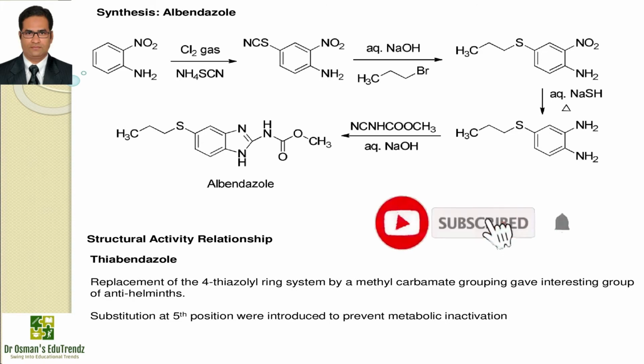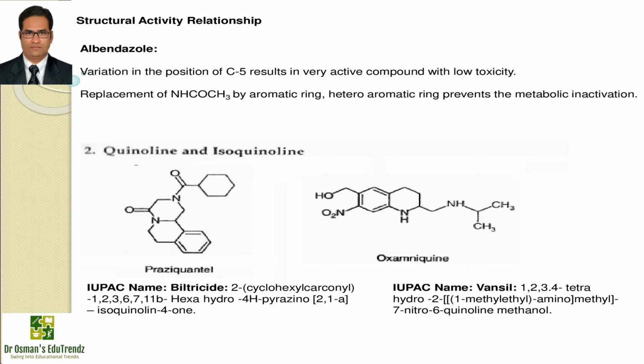If we just talk about the structure activity relationship of thiabendazole, replacement of the 4-thiazolyl ring system by a methyl carbamate grouping gave interesting groups of antihelminthics. Substitution at the 5th position was introduced to prevent metabolic inactivation. Now for the structure activity relationship of albendazole, variation in position of C5 results in very active compounds with low toxicity. Replacement of NHCOOCH3 by an aromatic ring or heteroaromatic ring prevents the metabolic inactivation.